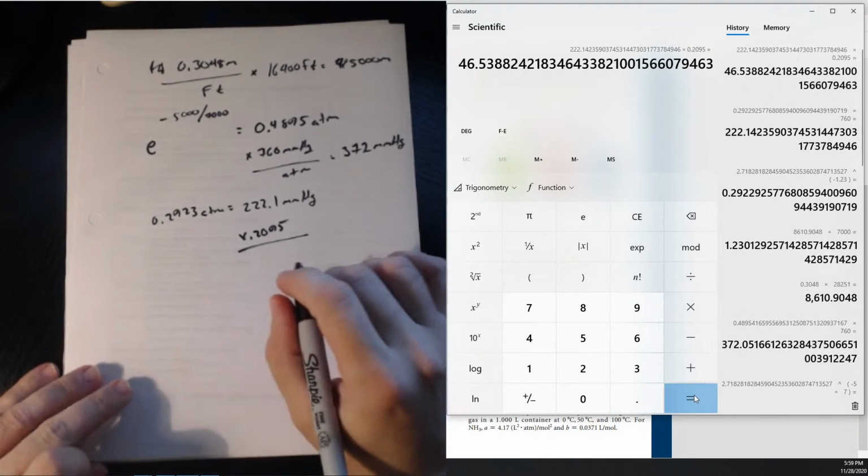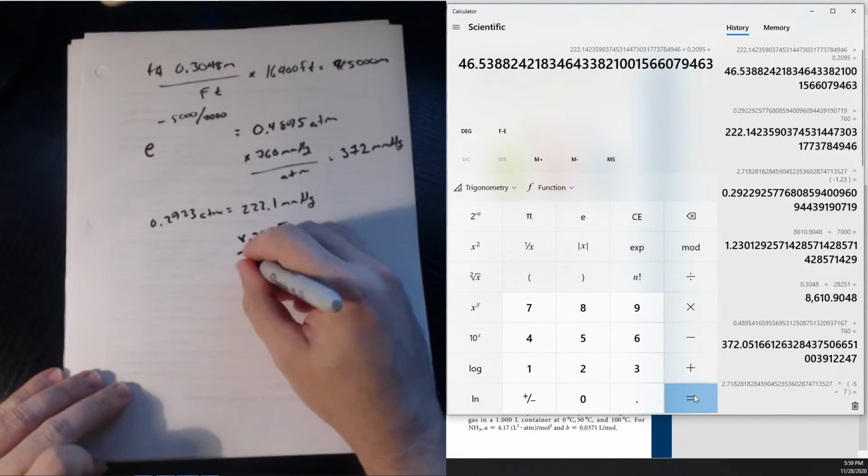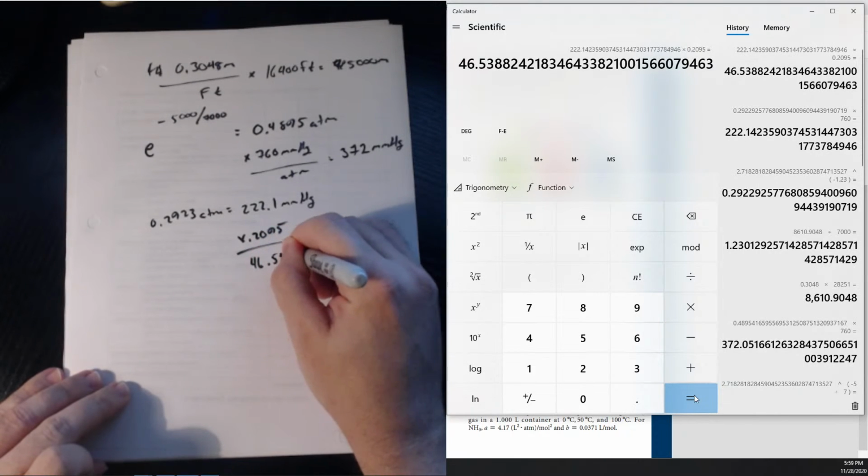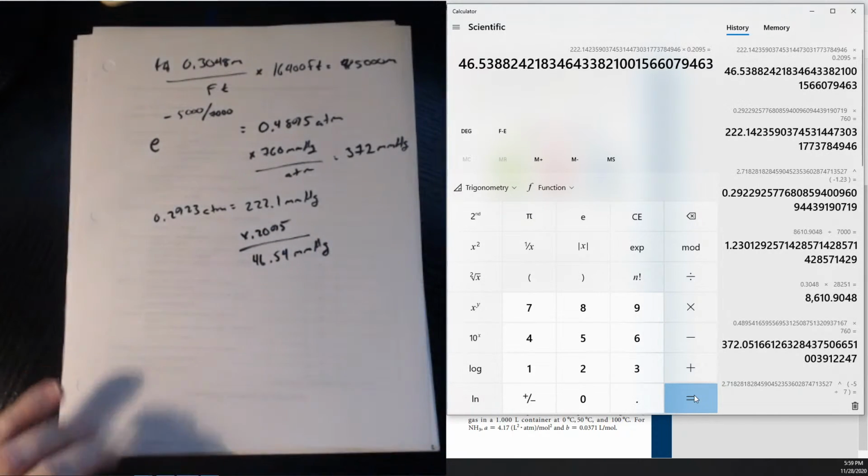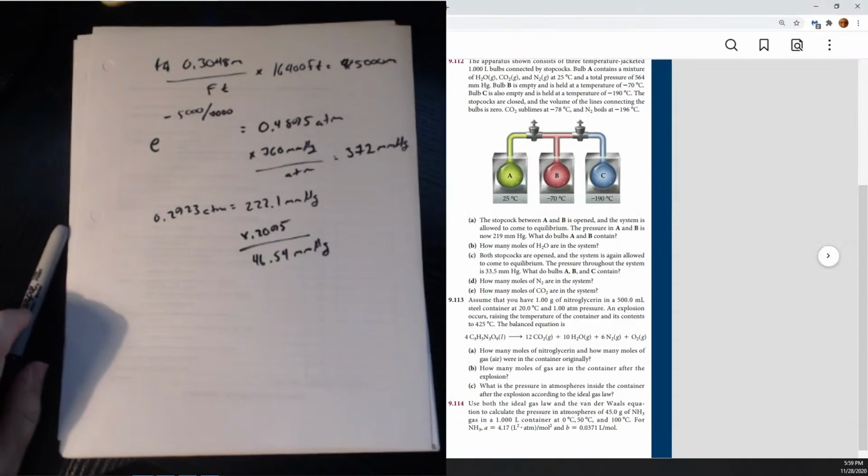Just multiply by 0.2095. That's all. 46.54 millimeters of mercury. Very low.